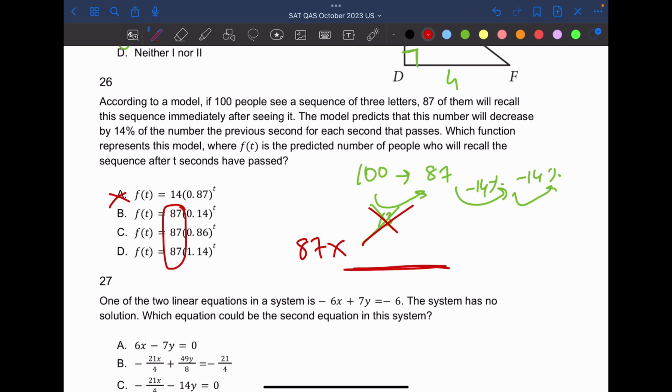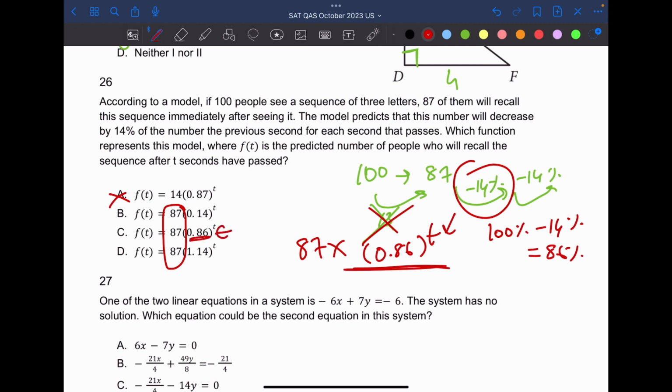Okay, after that, since we decrease 14% for every second, what are we left with? 100% minus 14% is equal to 86%. That means we are left with 86% of what we started with after every second. So we multiply it by 0.86 to the power of t, because this is the exponent that will tell you how many seconds have passed. So the answer must be C, because the number inside the bracket is 0.86, or in other words, the percent of the remaining number of people who still remember the pattern. Okay, so the answer is C.